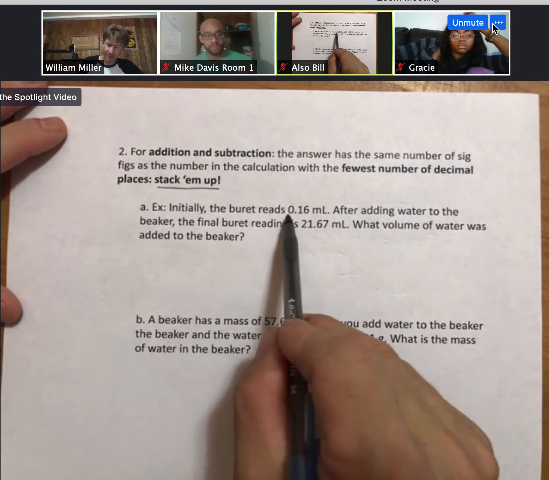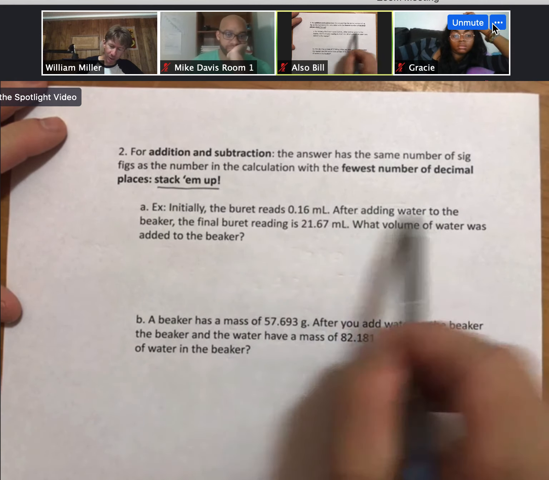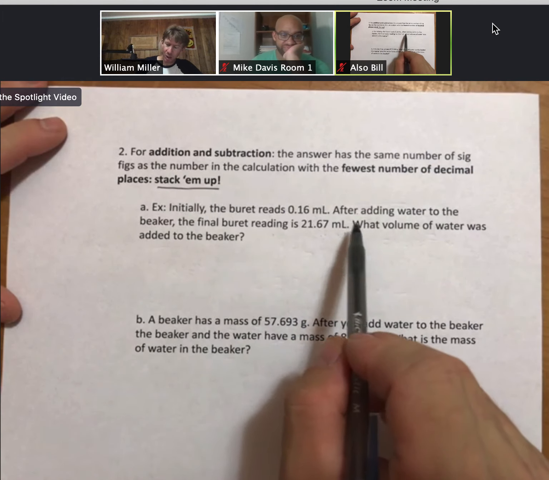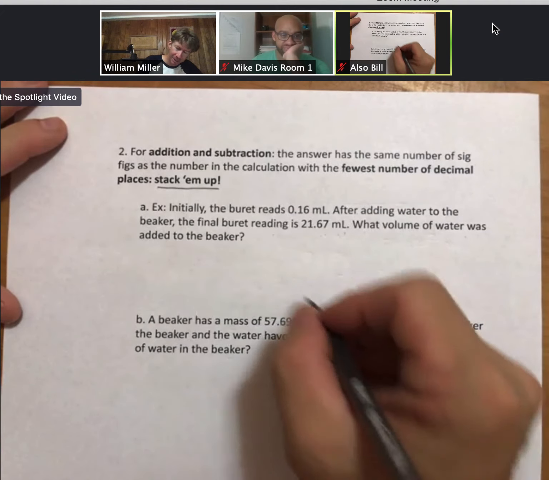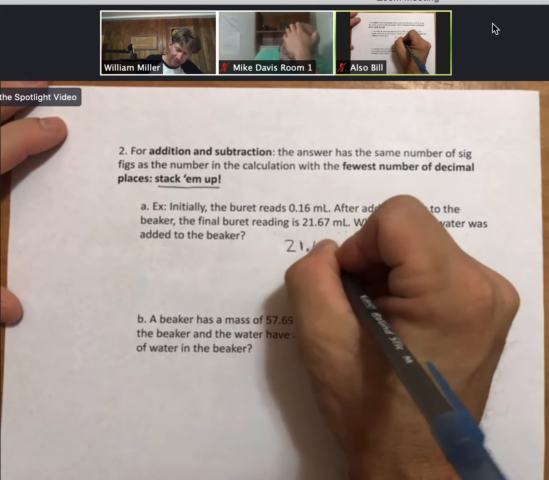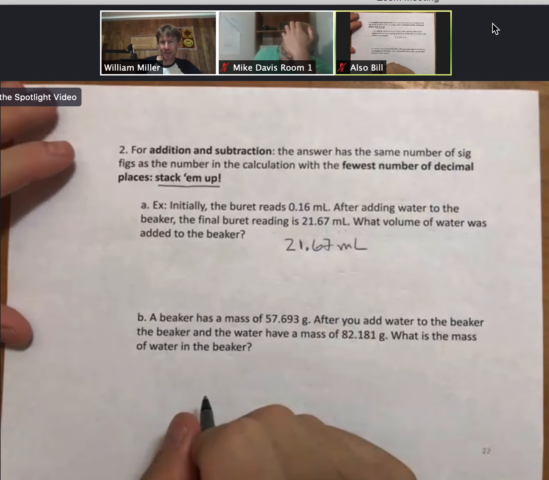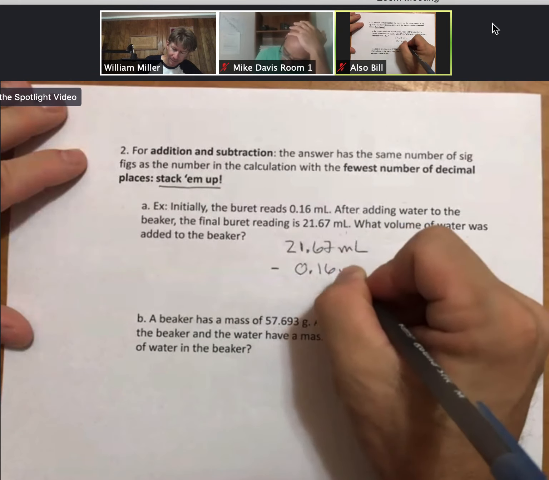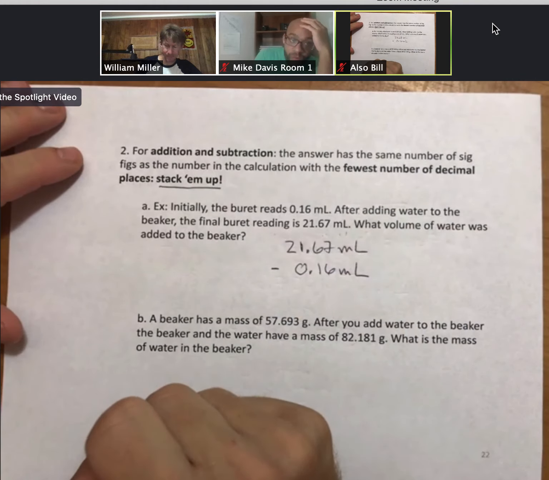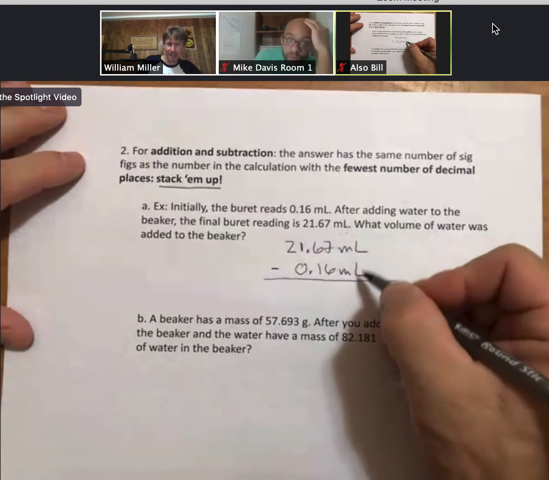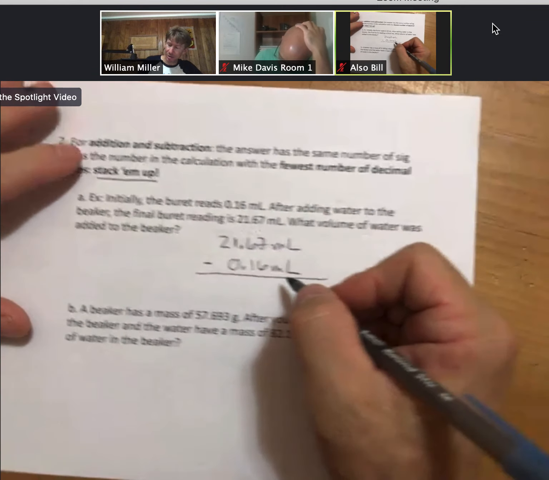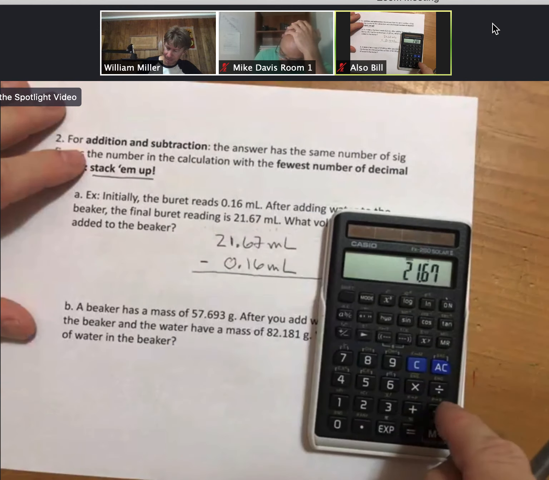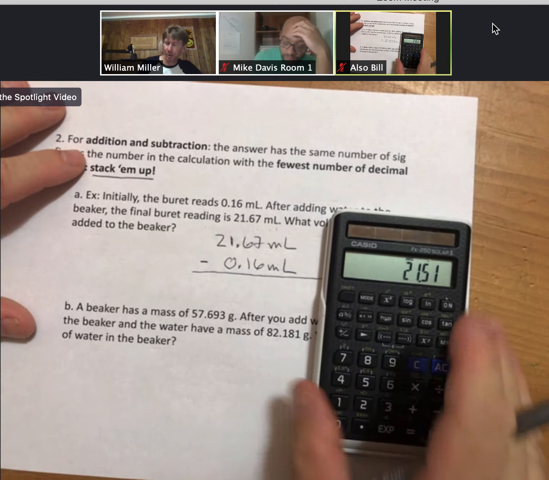Initially, the burette reads 0.16 milliliters. After adding water to the beaker, the final burette reading is 21.67 milliliters. What volume of water has been added to the beaker? Well, it's the difference between these two. So it's going to be the difference or subtraction, 21.67 minus 0.16. This is what I mean by stack them up. You can still do the math on your calculator, 21.67 minus 0.16. I get 21.51.